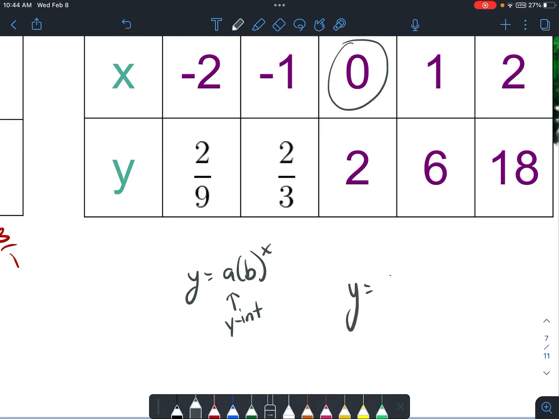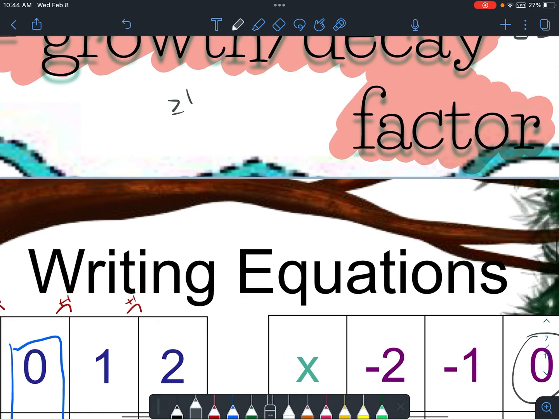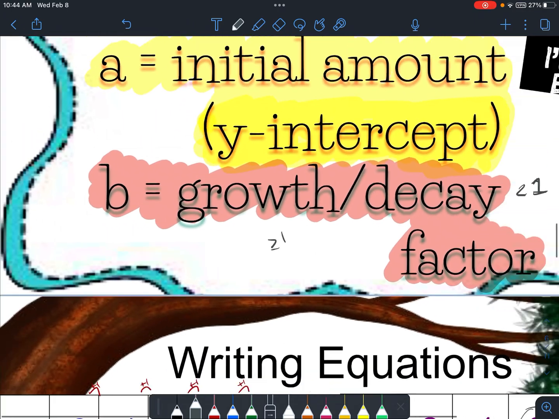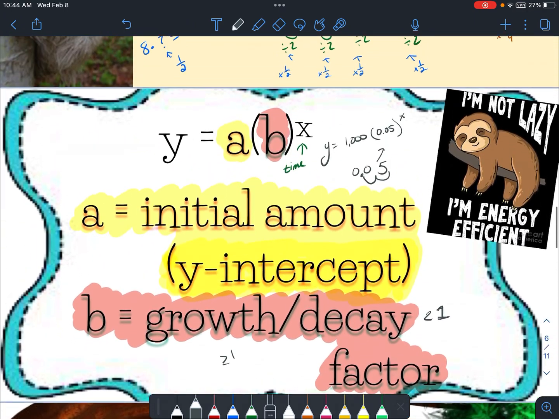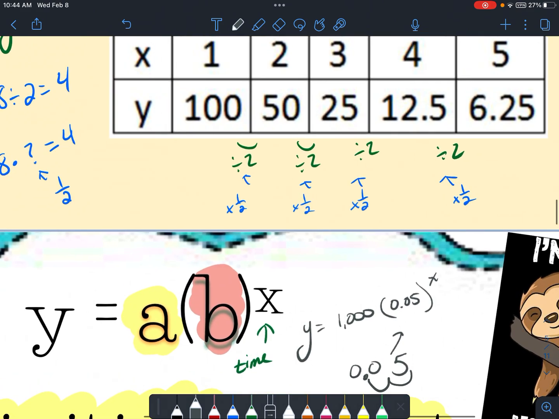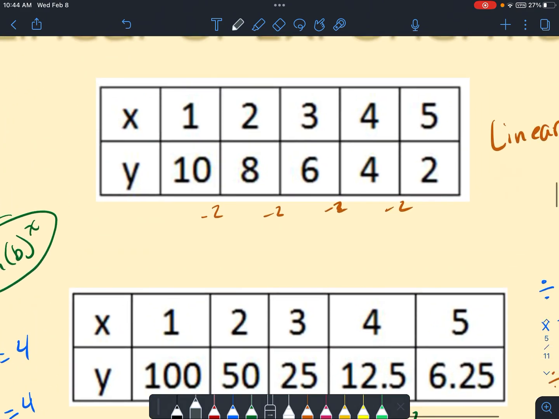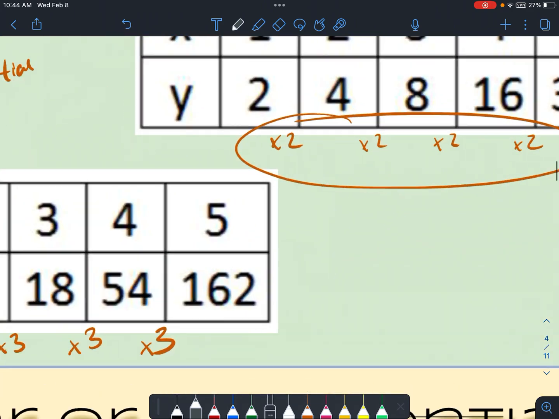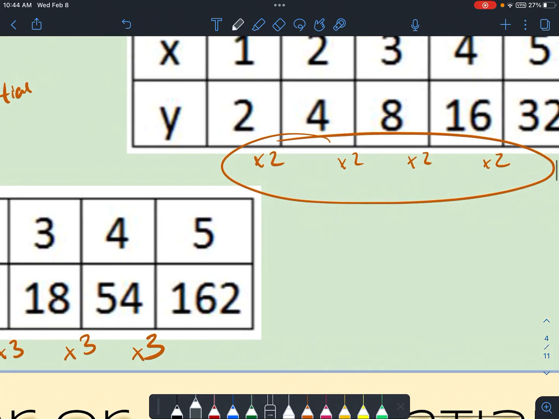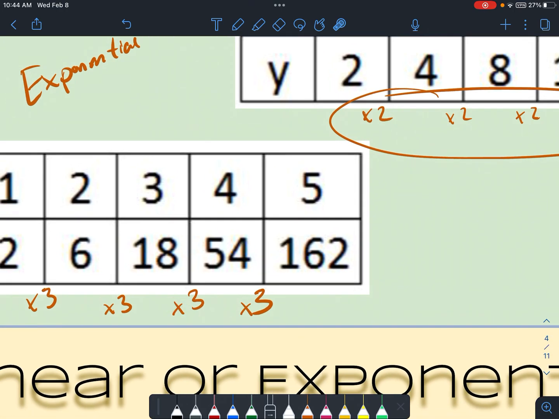So y is going to equal 2 times whatever b is going to be to the x power. So now what we got to do is find the b value, which we look back up here. The b value was our growth or decay factor, right? So our decay factor here was multiplying by 1/2. We noticed that our y value was being multiplied by 1/2 each time. And up here, our growth factor was multiplying times 2 each time. Our growth factor here was multiplying by 3.